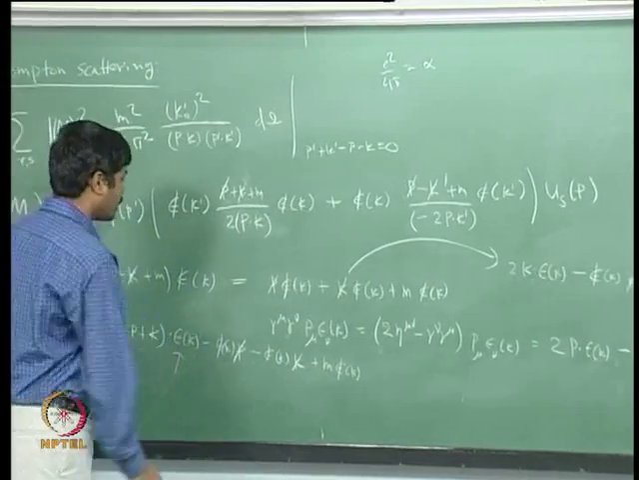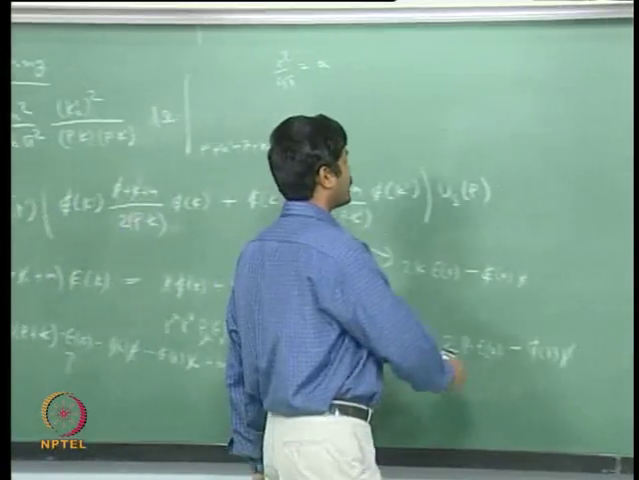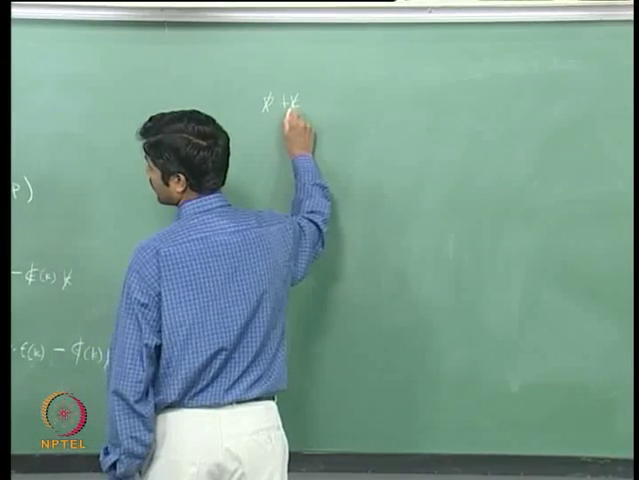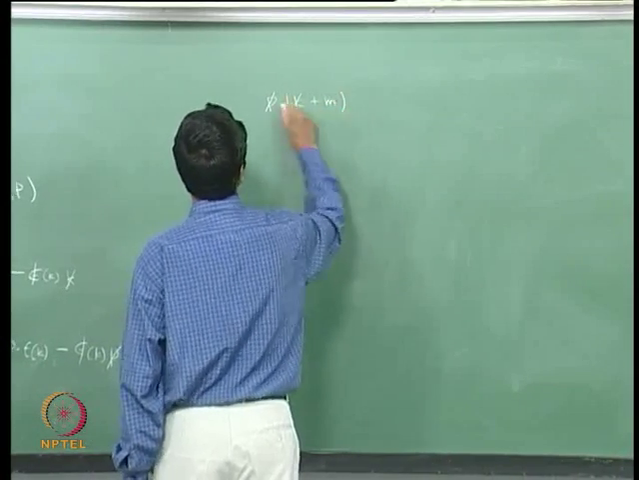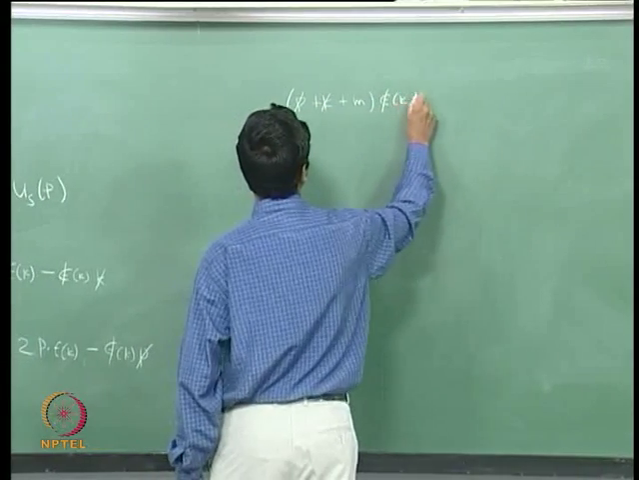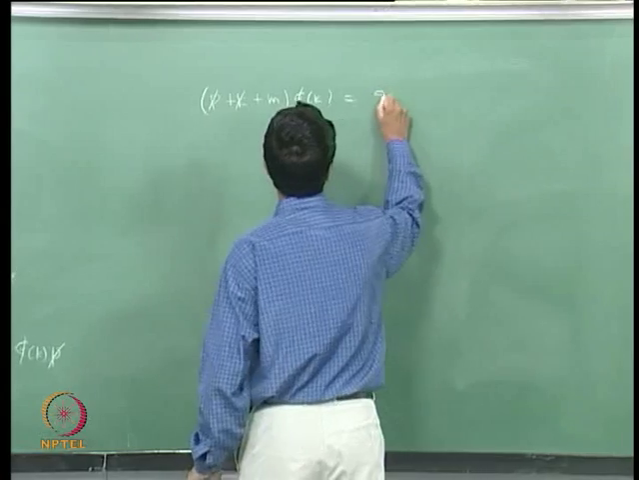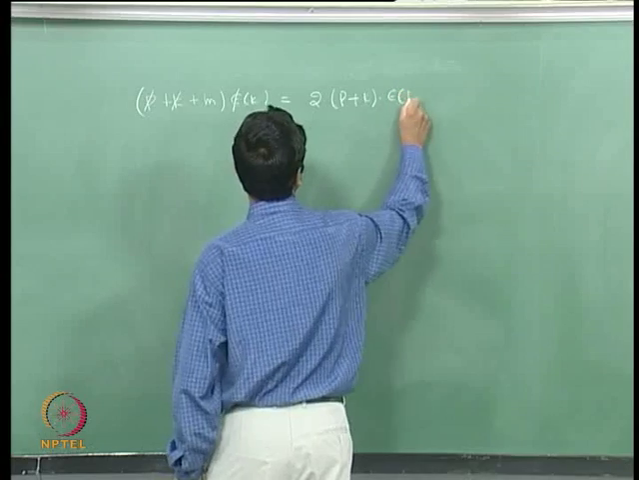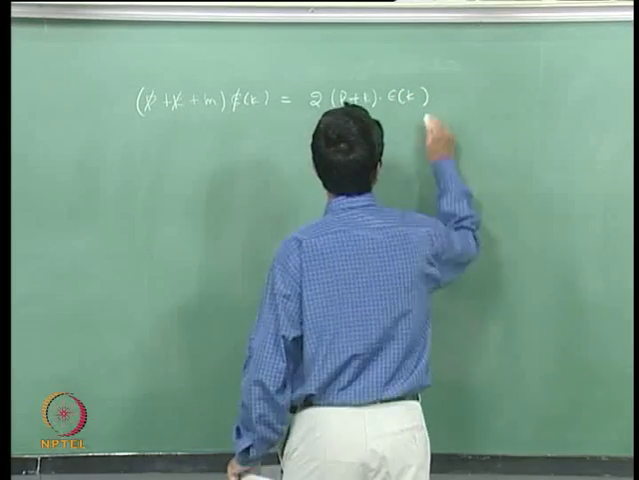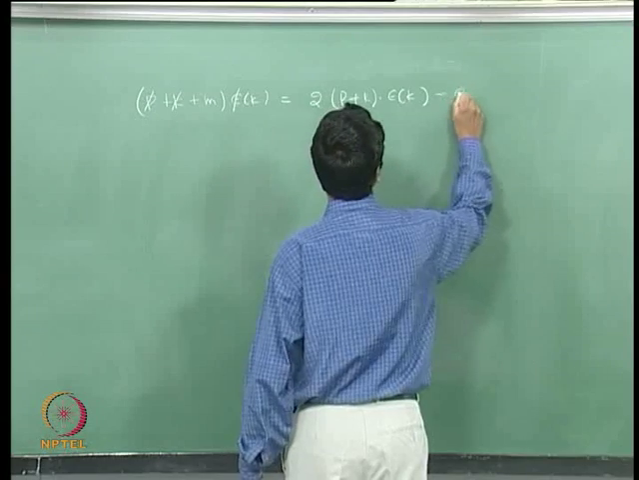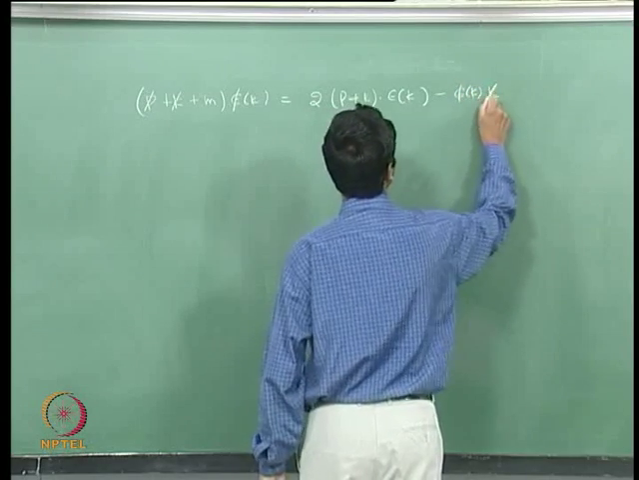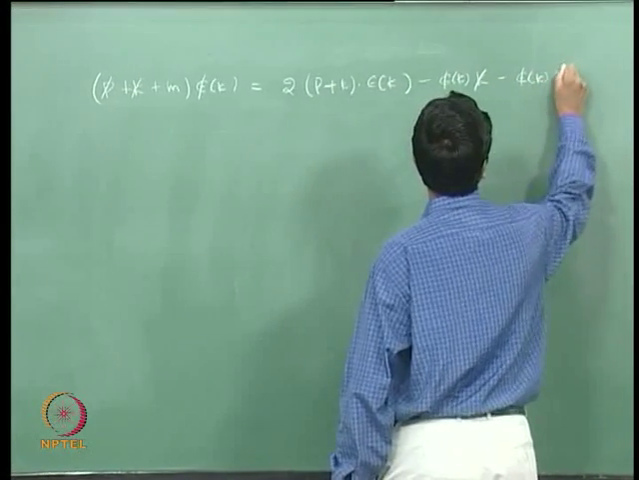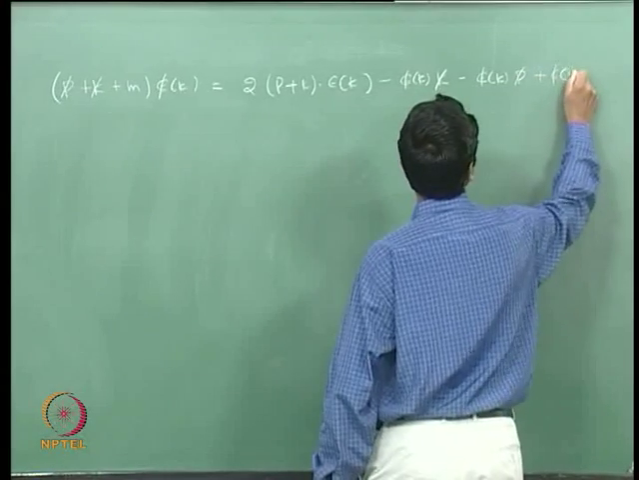Anyway, let's look at this. This term actually did not simplify; it gave me a complicated expression. (p slash plus k slash plus m) epsilon slash of k is equal to twice (p plus k) dot epsilon of k minus epsilon slash k slash minus epsilon slash p slash plus epsilon slash m.